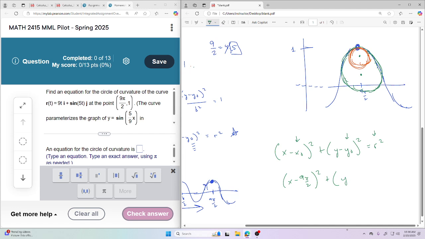I don't know what the y value is yet, and I don't know the radius yet. But I can tell for sure that this guy is going to be at 9 pi over 2, because it's going to be however big or small, but at that location. Good? Okay, good.